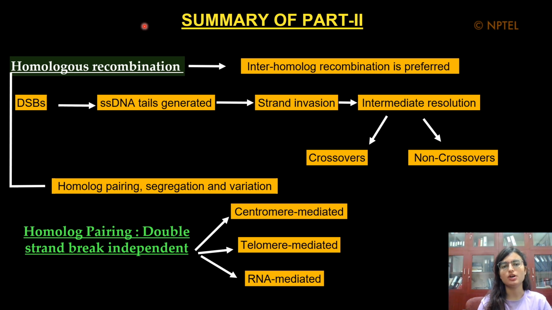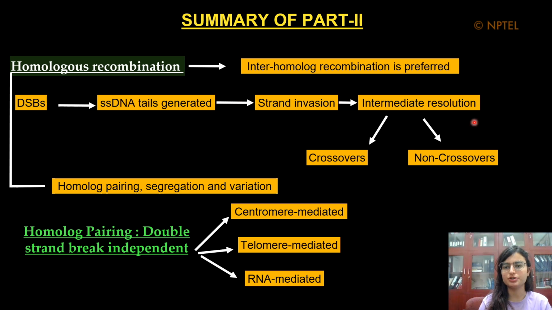Let's now look at the summary of the lecture of part 2. We started with homologous recombination. We now know that during meiosis, interhomolog recombination is preferred over intersister recombination, which is preferable during mitosis when the cells are dividing mitotically. We also studied how homologous recombination occurs. It starts with the introduction of DNA double-strand breaks by a topoisomerase-like protein called SPO11. MRE11 and other endonucleases generate single-strand tails which are recombinogenic in nature. They are bound by proteins called RAD51. That nucleoprotein filament is now ready for strand invasion.